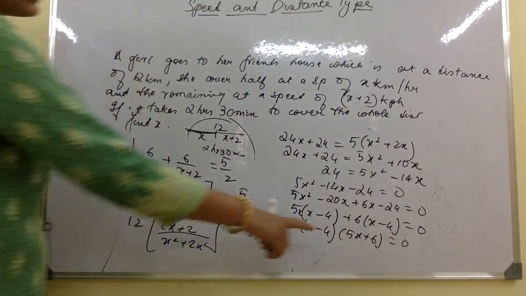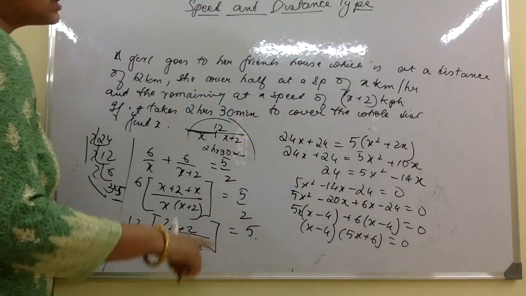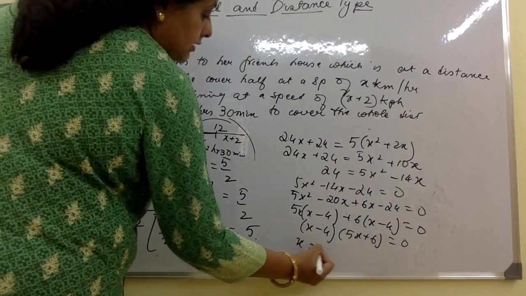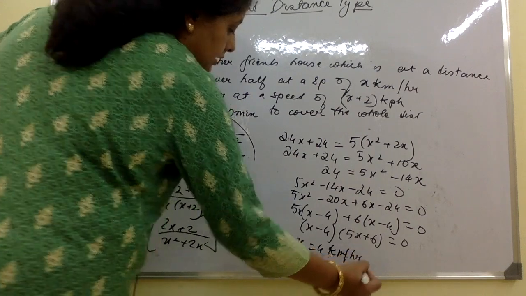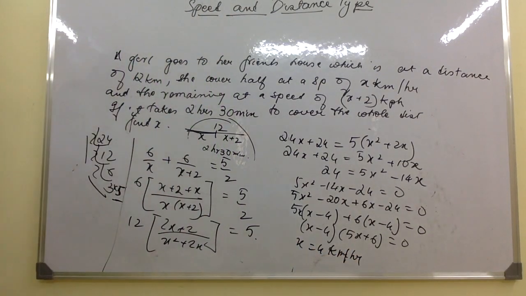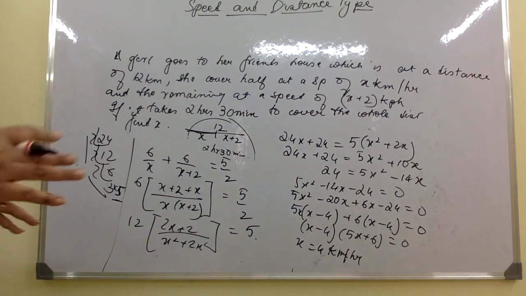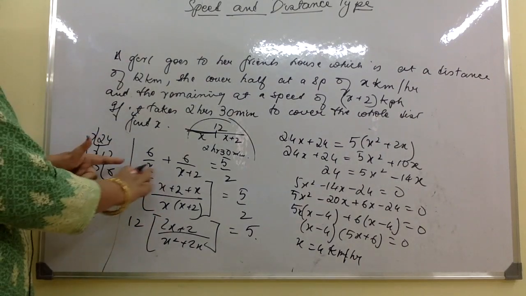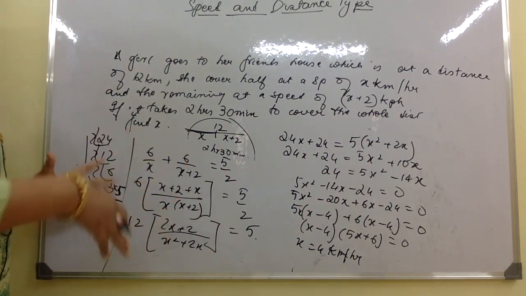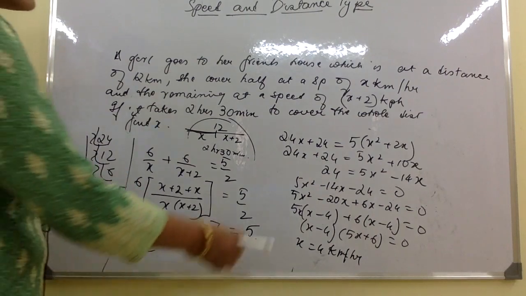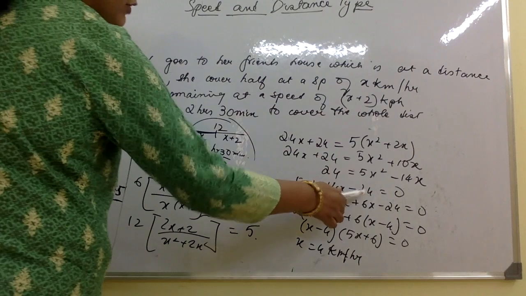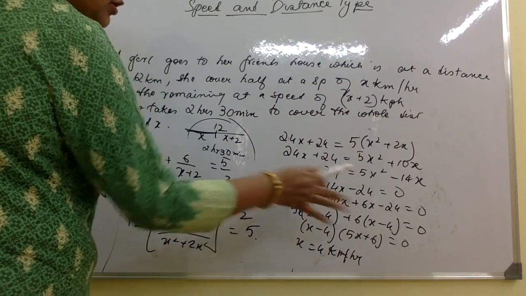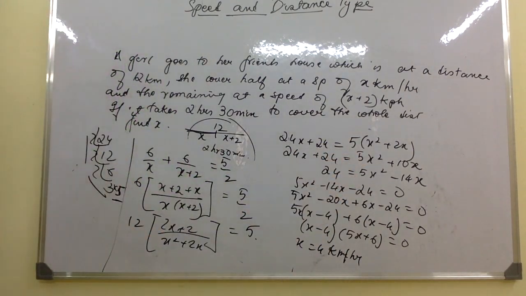Now this factor is going to give me a negative speed, which I don't want. X is equal to 4 kilometers per hour is my answer. So what you have to learn from this is firstly the equation forming, and secondly, many people form the equation but get stuck at this point. So don't multiply 5 with 24, just factorize 24, include the factor 5 and do the sum.